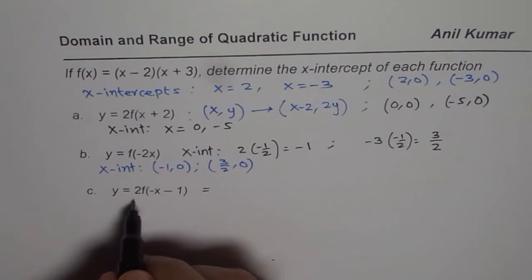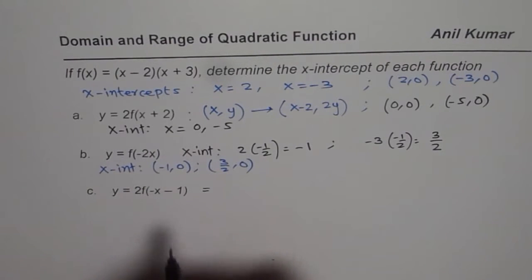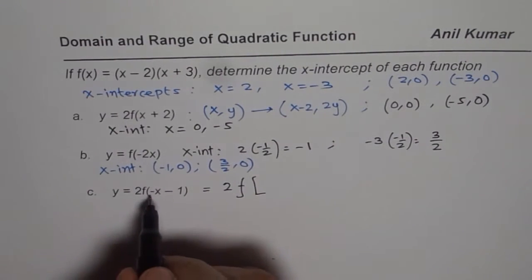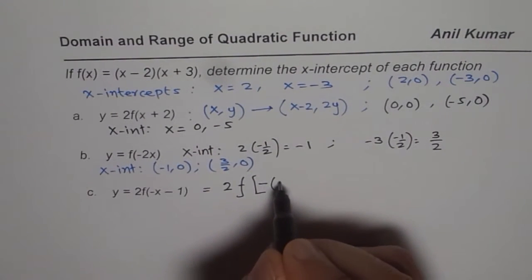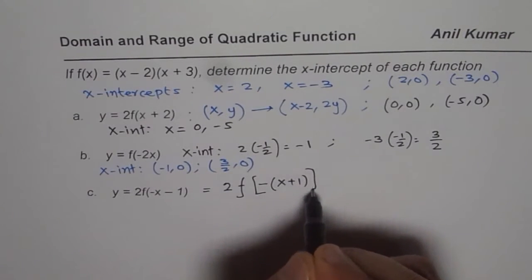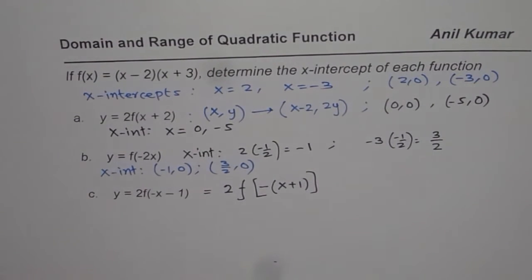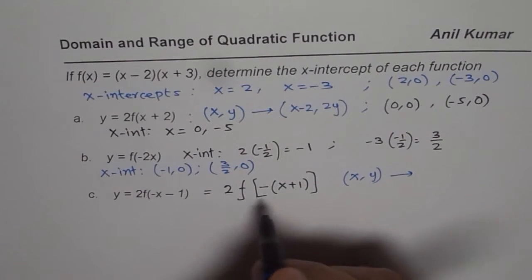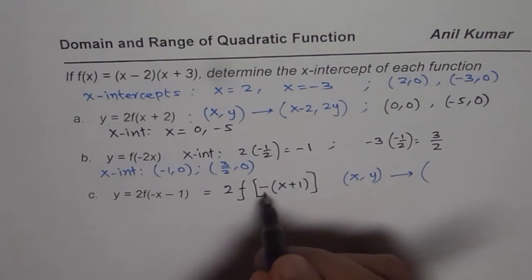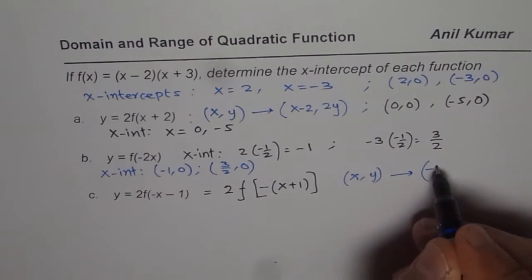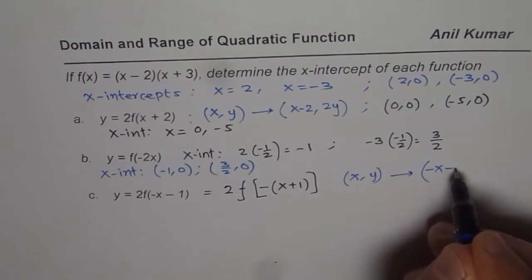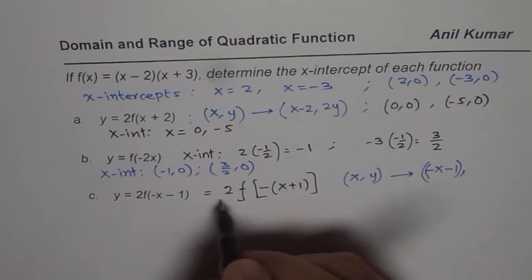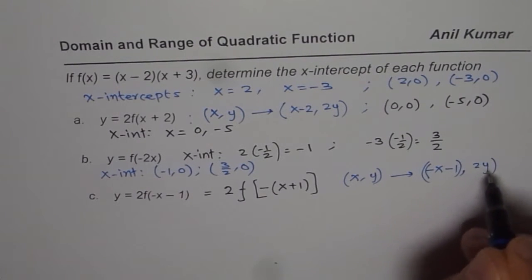Here we are given y equals 2 f of minus x minus 1. We need to factor it properly to write down the equation. We'll take minus out as common, so we get x plus 1. Okay. Now for the transformation of a point, the original (x, y) gets transformed so that the x value becomes negative, and that means minus 1. That is how the x values get changed. Do you see that? And the y values get multiplied by 2.